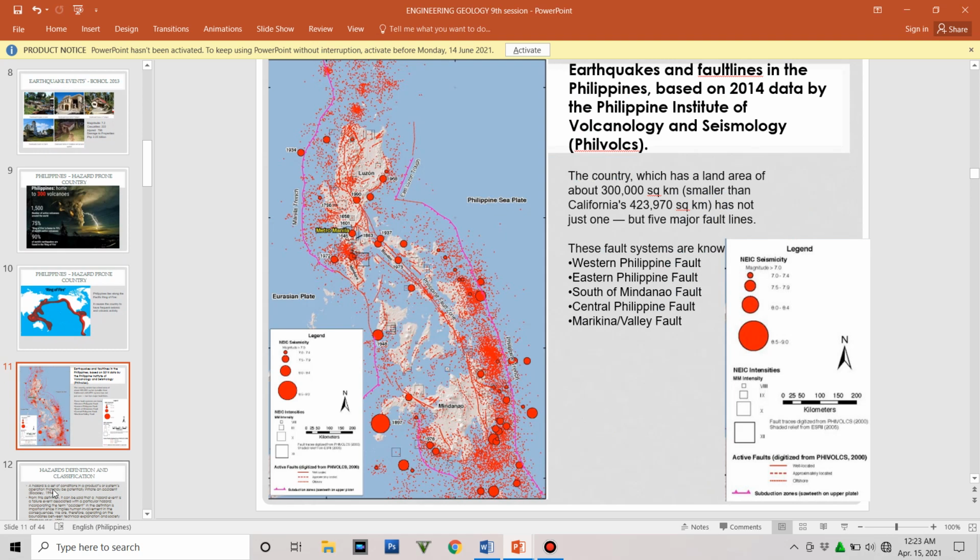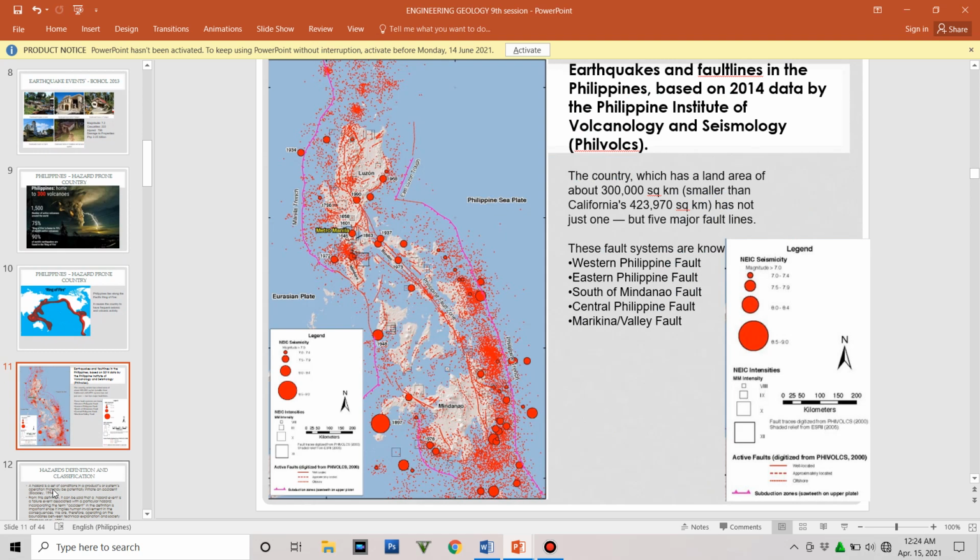So here we can see in the slide the earthquakes and fault lines in the Philippines based on 2014 data by Philbox. So the country, which has a land area of 300,000 square kilometers, smaller than California, has not just one but 5 major fault lines. These fault systems are known as Western Philippine Fault, Eastern Philippine Fault, South Mindanao Fault, Central Philippine Fault, Marikina, or Valley Fault.